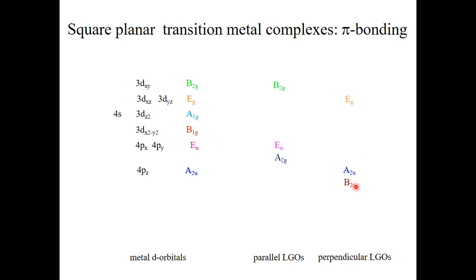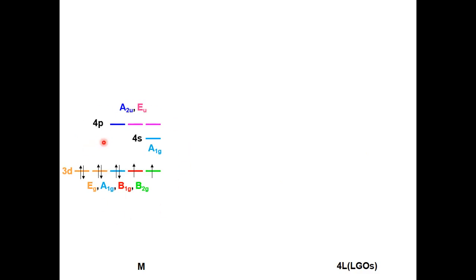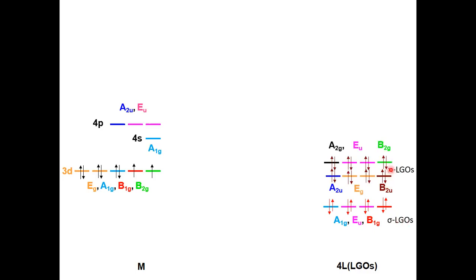Okay, so now we can construct our molecular orbital diagram accounting for both the sigma and the pi interactions. Okay, so we can again plot our metal frontier orbitals here on the left side and assign symmetry types accordingly, which is the way we have already done in the last class when we considered the sigma bonding only. And now on the right side, we plot all the LGOs that can make bonding interactions with the metal frontier orbitals. So these are, of course, the sigma LGOs, which we have already considered in the last class. But now, in addition to that, we have the pi LGOs, okay, both the parallel ones and the perpendicular ones.